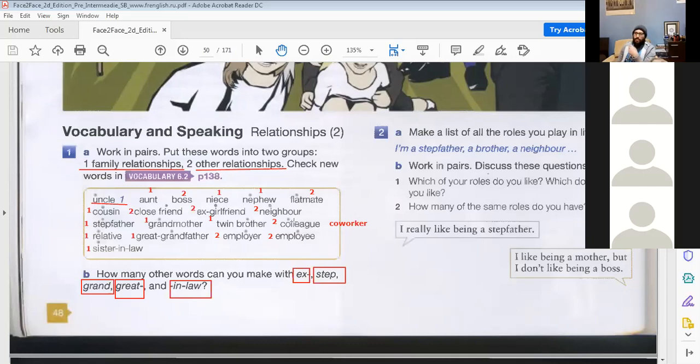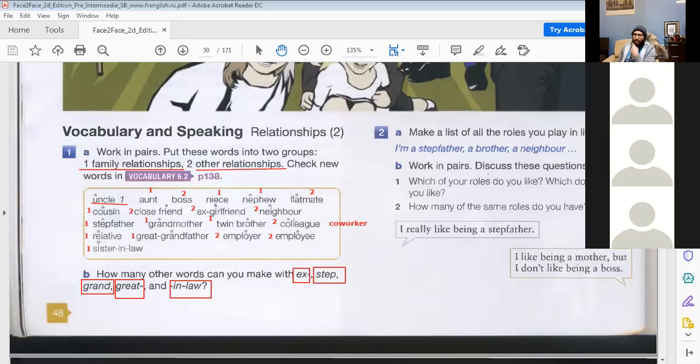It is not from your grandmother. No, she's not from your grandmother. Yes, this is the idea. Okay, then we have what other words? We talked a little bit about great. We said great uncle, great aunt, great grandfather, great grandmother.